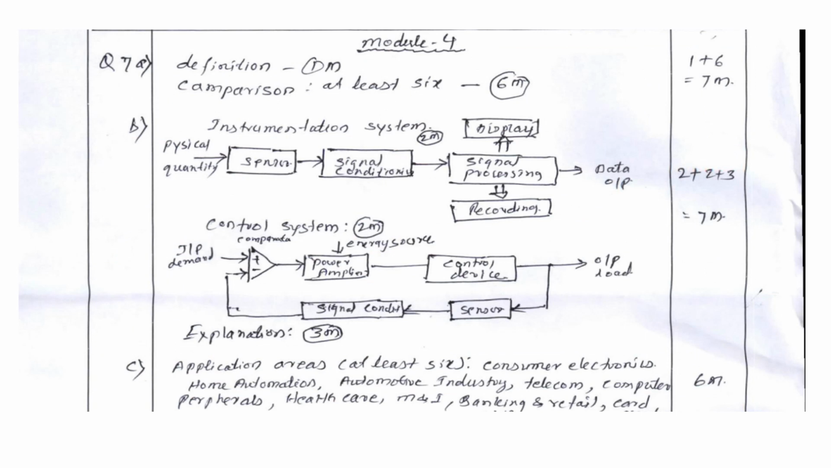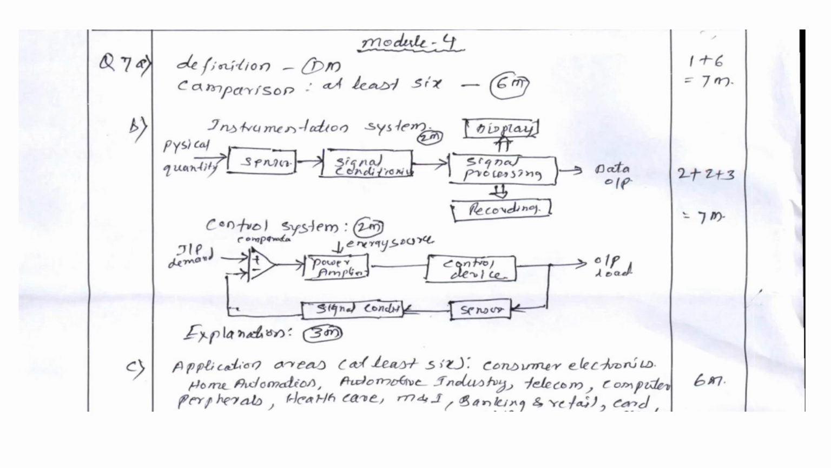So first question is nothing but embedded system versus general computer. So definition of embedded system carries 1 mark, and comparison, at least 6 comparisons you have to make, which carries 6 marks. B question was instrumentation and control system. So you will be drawing the suitable diagram, which carries 2 marks, and each of the blocks should be explained, that carries 3 marks. So both of the block diagrams will have 2 marks, 2 marks, and 3 marks for explanation, so totally 7 marks. And C is application or area of embedded system.